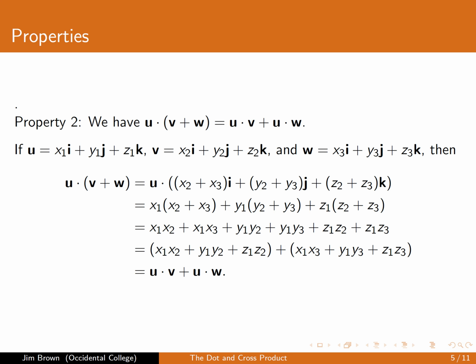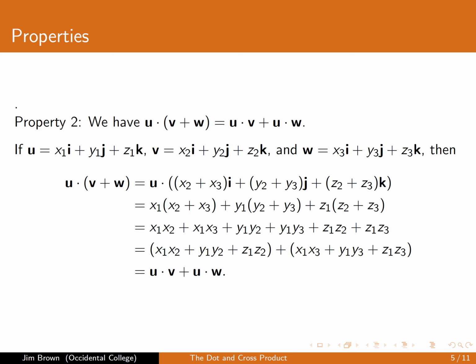So now we have 3 vectors here, so we have subscripts of 1, 2, and 3 for our different vectors. The first thing we're going to do is compute v plus w. So that's what's inside the parentheses here. And then when we dot u with that, we take the i component of u and multiply it with the i component of v plus w. So x1 times the i component here, x2 plus x3. And similarly with the y components and z components.